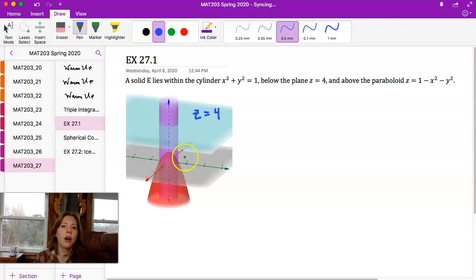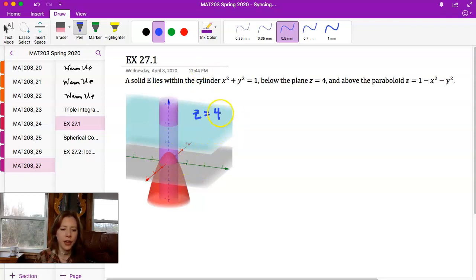And we have our cylinder, which is purple, which is defined by x squared plus y squared is equal to 1. We have our paraboloid down below, which is z is equal to 1 minus x squared minus y squared. And so we're looking within the cylinder, below the plane, so all this place below the plane, but above the paraboloid. So our base is going to be defined by the top of this paraboloid. So it's all this region in here that we are interested in.